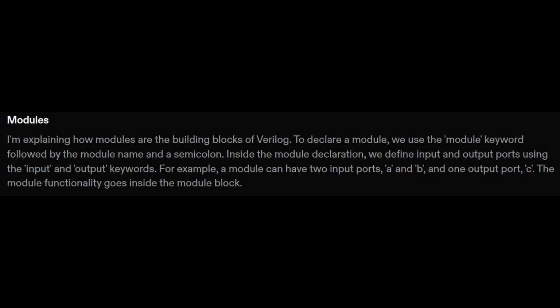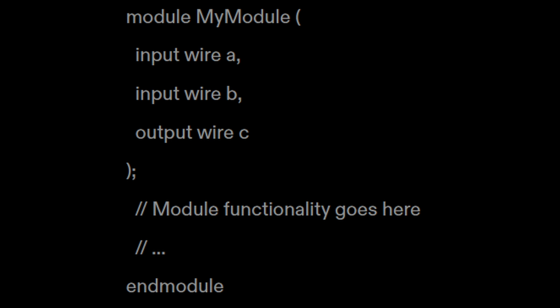To declare a module in Verilog, we use the module keyword, followed by the module name and a semicolon. Inside the module declaration, we define input and output ports using the input and output keywords, respectively. Ports are declared with a data type and a name, similar to variable declarations. Let's take a look at an example module declaration to illustrate this concept. In this example, we have a module named MyModule with 2 input ports, A and B, and 1 output port, C. The module functionality would go inside the module block.